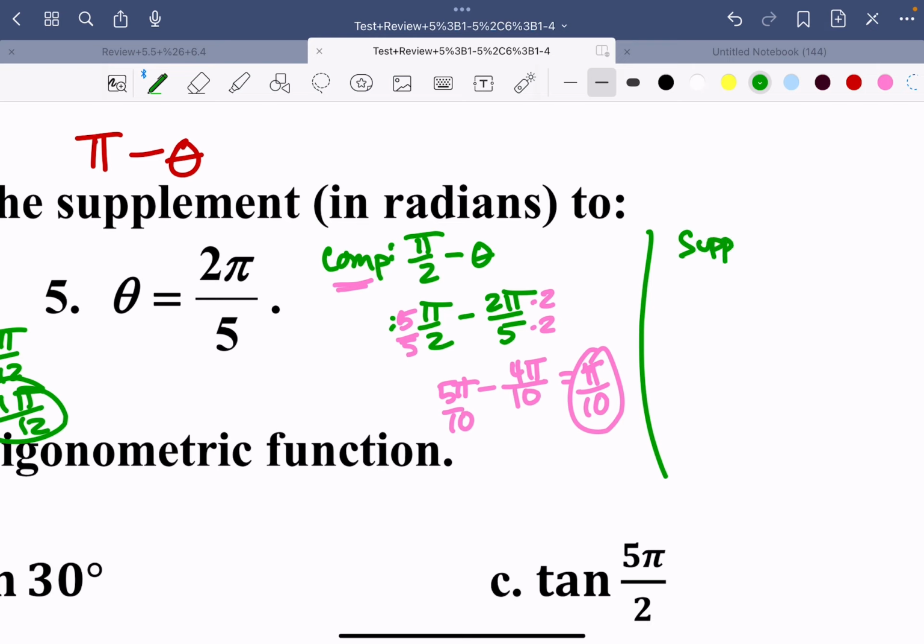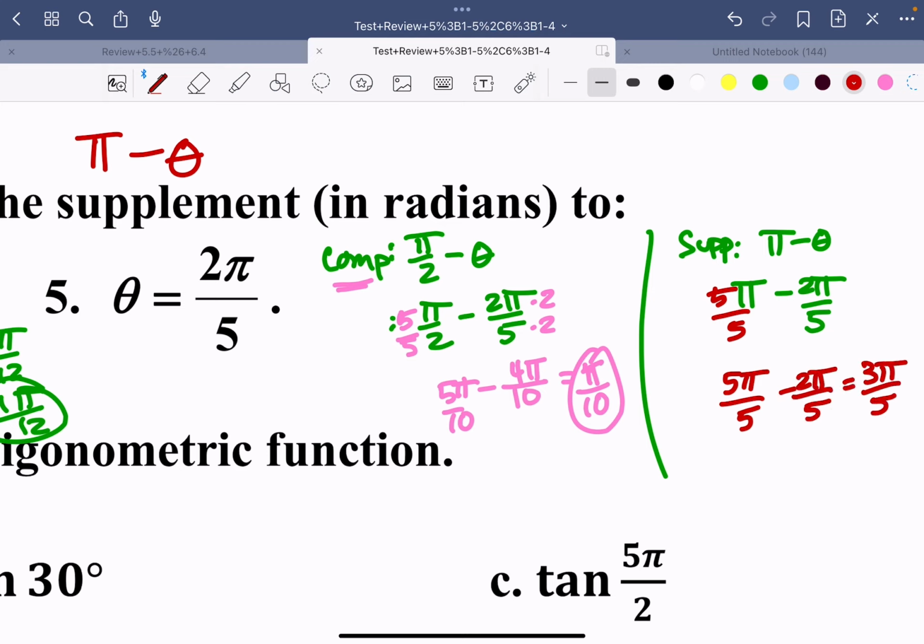Now the supplement, you're going to take pi minus an angle. And so this is going to be pi minus 2 pi over 5. So I hit this with a 5 over 5 so we can have common denominators. And 5 pi over 5 minus 2 pi over 5 is 3 pi over 5. Right?